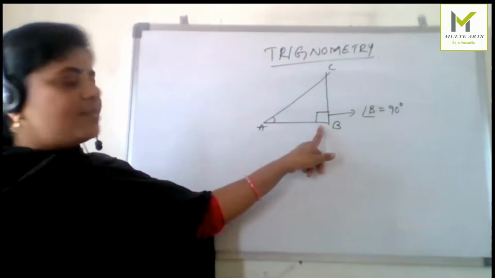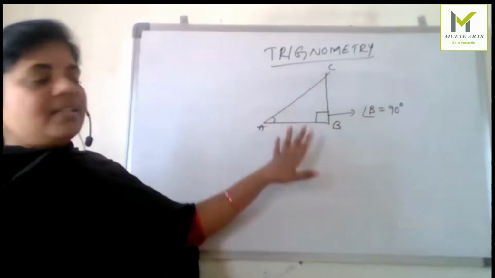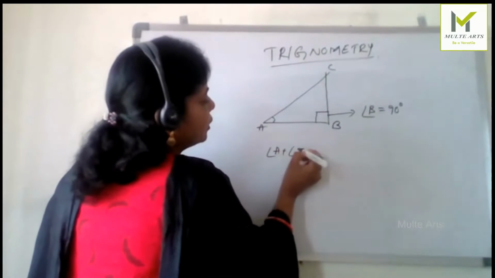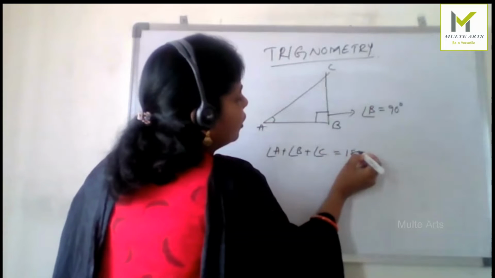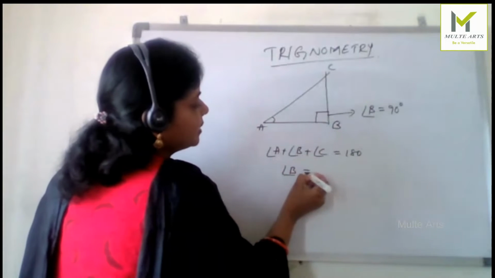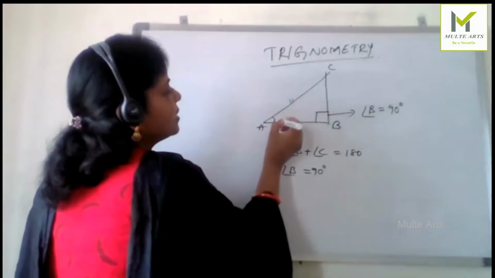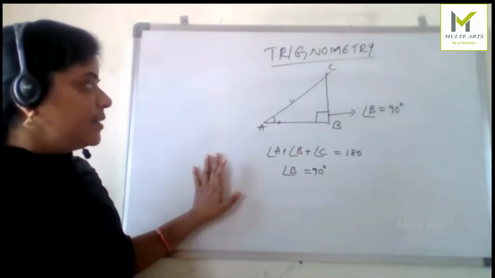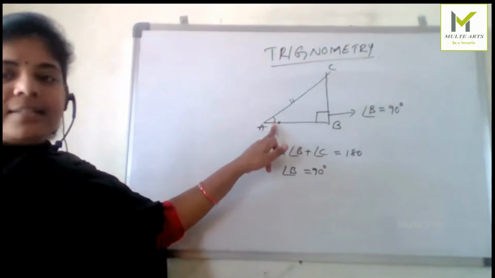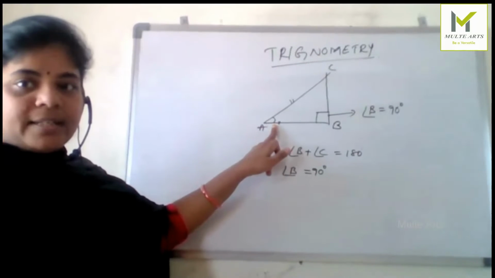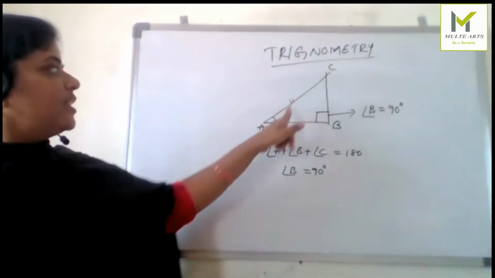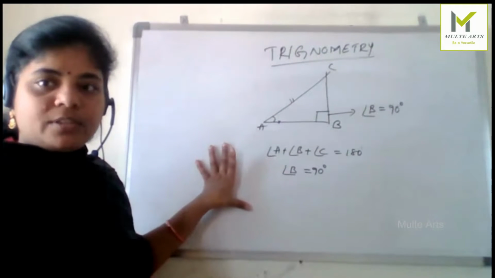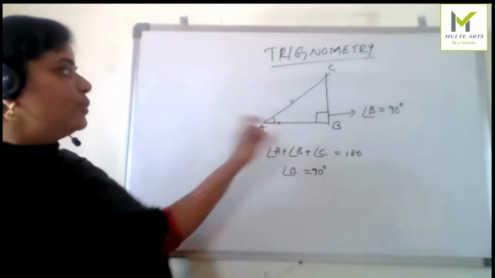Here angle B is already measuring 90 degrees, and as we know, the sum of the angles of a triangle, angle A plus angle B plus angle C, is equal to 180 degrees. Already angle B is measuring 90 degrees. So obviously the sum of the other two angles, angle A and angle C, should be 90 degrees. So obviously each should be less than 90 degrees. So this is an acute angle A. So these trigonometric ratios can be defined with respect to this acute angle A. Now I'm going to define the trigonometric ratios with respect to A.